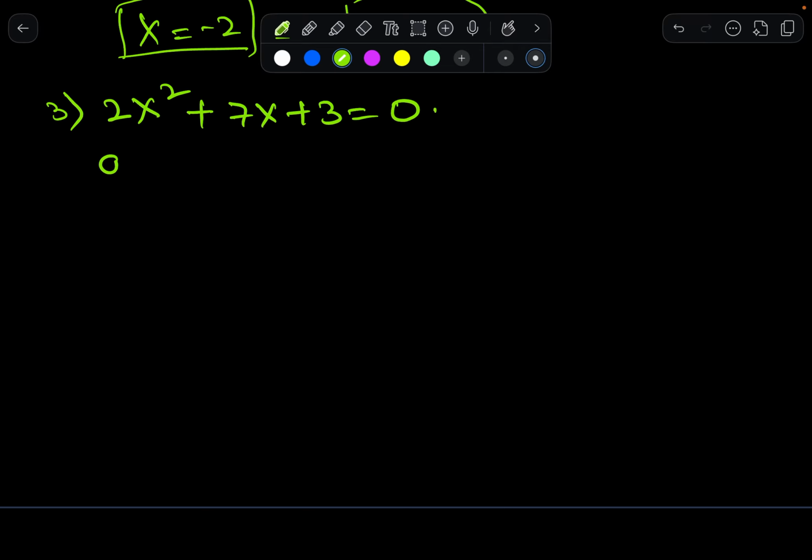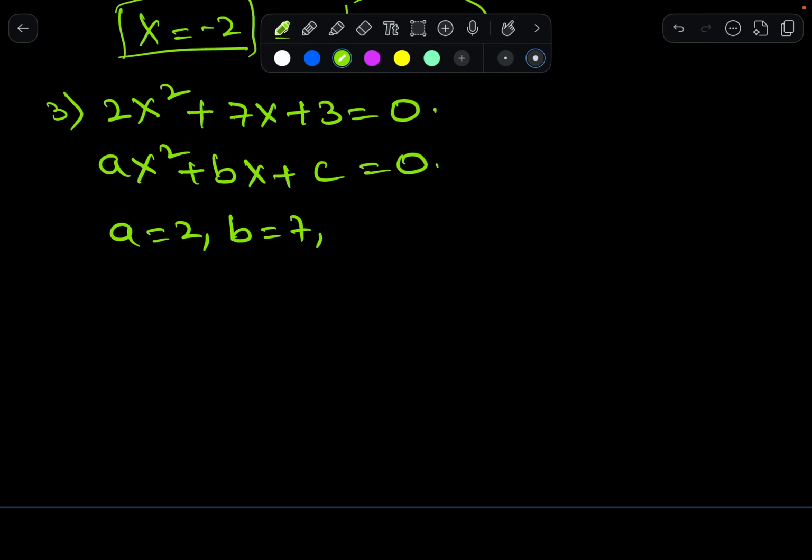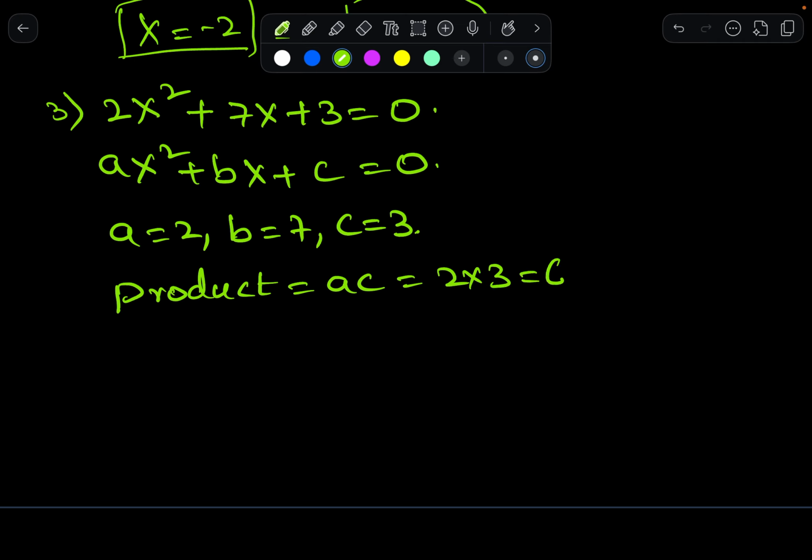Let's compare this with ax square plus bx plus c equal to 0. So a equal to 2, b equal to 7, c equal to 3. So our product should be equal to a c, which is equal to 2 into 3, that is 6. Our sum should be equal to b, which is equal to 7.